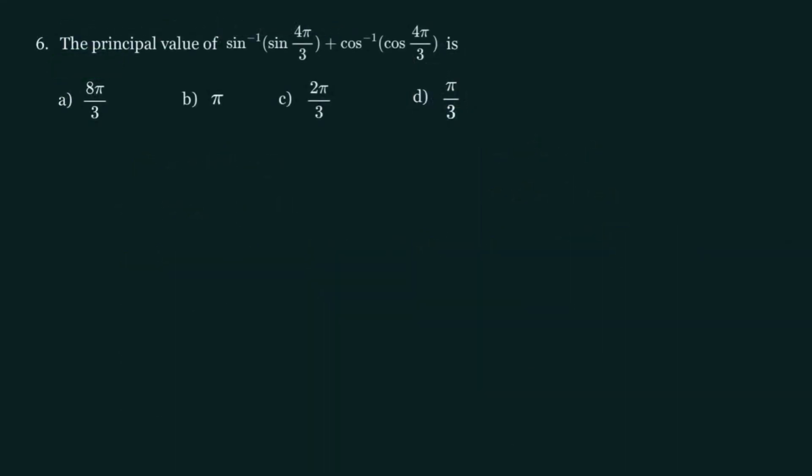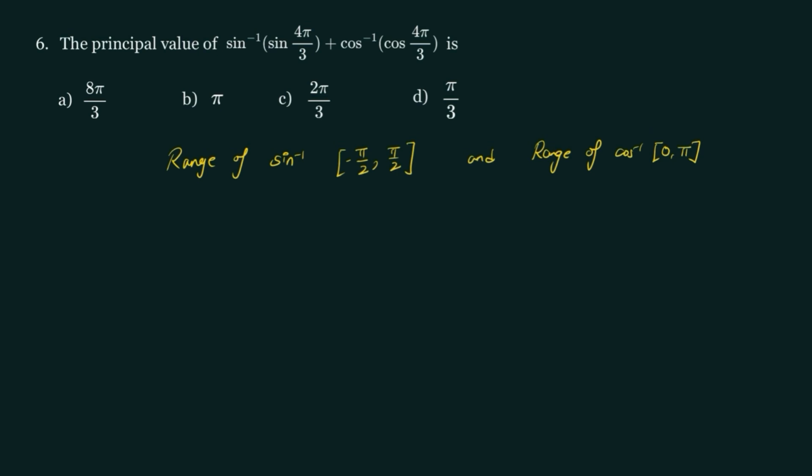Let's continue with question number 6. We have to find the principal value of sine inverse of sine 4 pi by 3 plus cos inverse of cos 4 pi over 3. For this we should know the principal value ranges of the sine inverse and cos inverse functions. So the range of the sine inverse function is from minus 90 degrees to plus 90 degrees, and the range of the cos inverse function is from 0 to pi. That means the values of sine inverse and cos inverse should lie within this range.